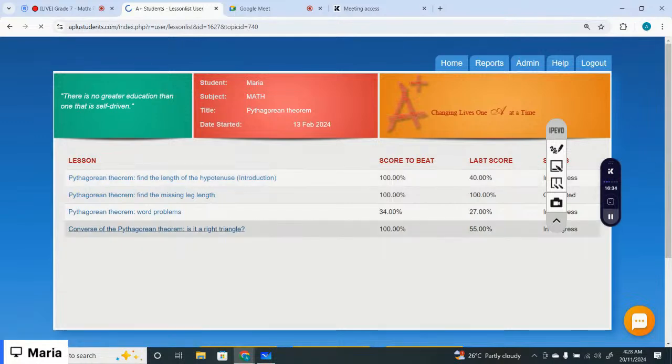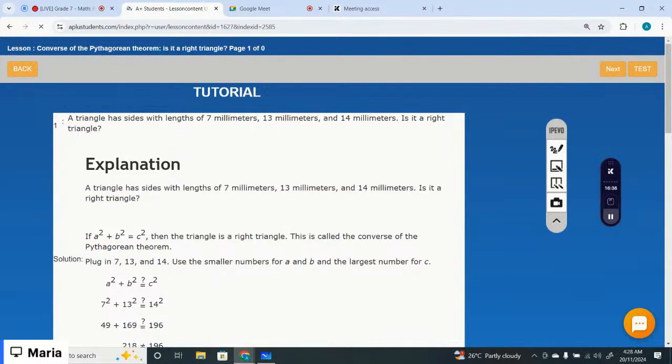That is converse of the Pythagorean theorem. So a triangle has the sides 7 millimeters, 13 millimeters, and 14 millimeters. Is it a right angle triangle? So you have to see if the given measurements make a right triangle. If a square plus b square equals c square, then the triangle is a right angle triangle. And this is called the converse of the Pythagorean theorem.